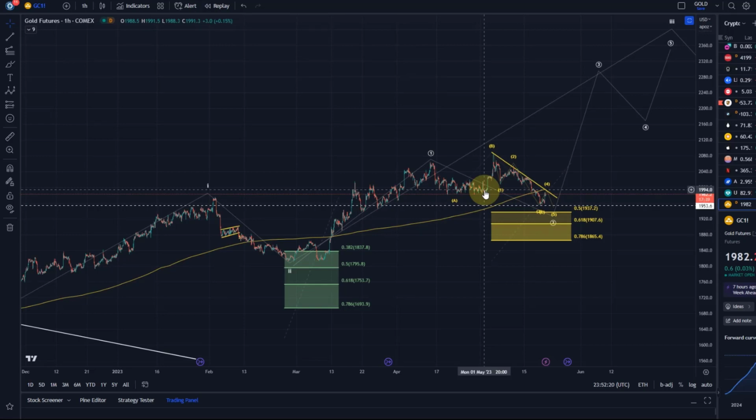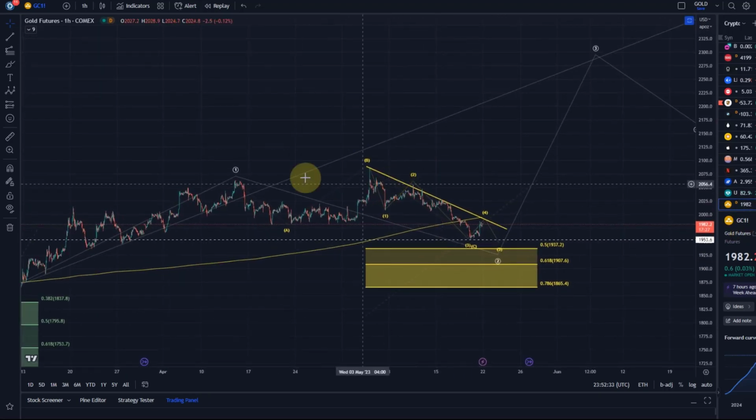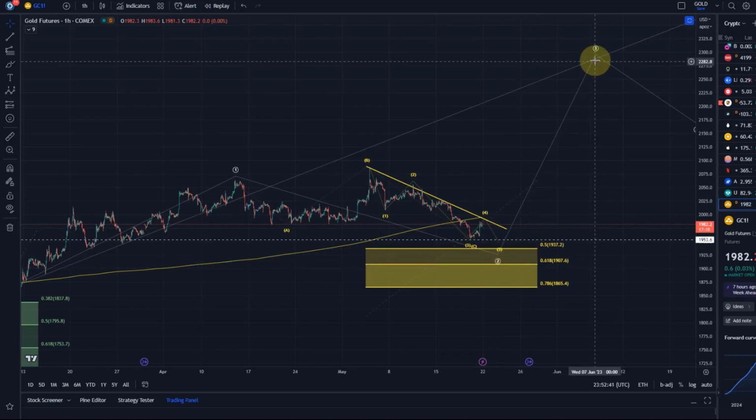Alternatively, if we see 5 waves up now and we just need one more high, then we could already have the low in. But overall, if we eventually get a rally above the wave 1 high here, which is at $2,062, this could be a confirmation that we are in the third wave to $2,200, $2,300 plus. Okay, that's my update about gold.